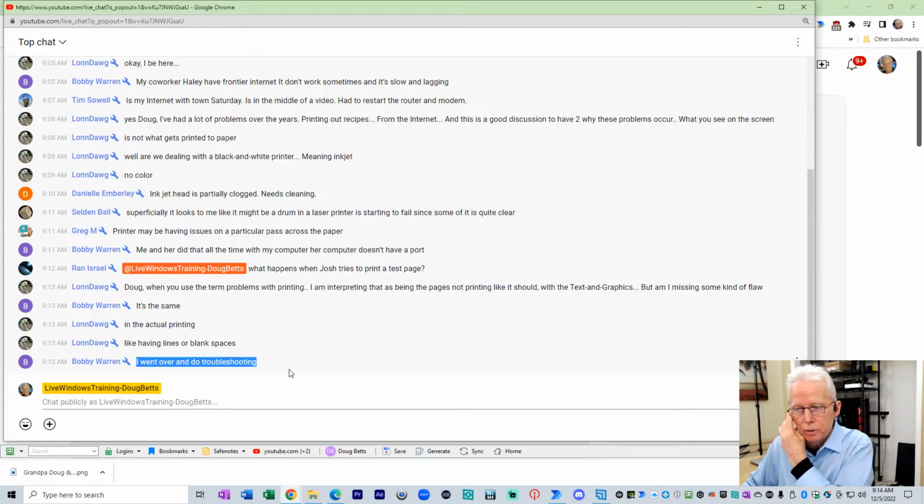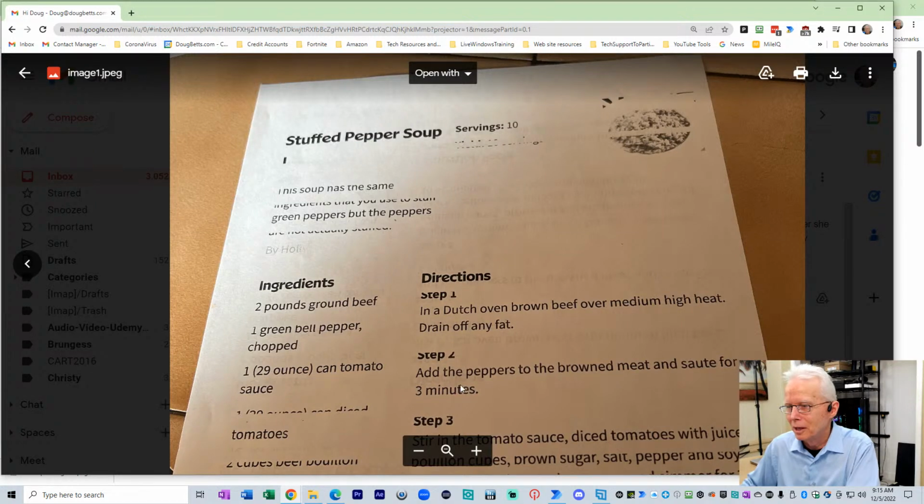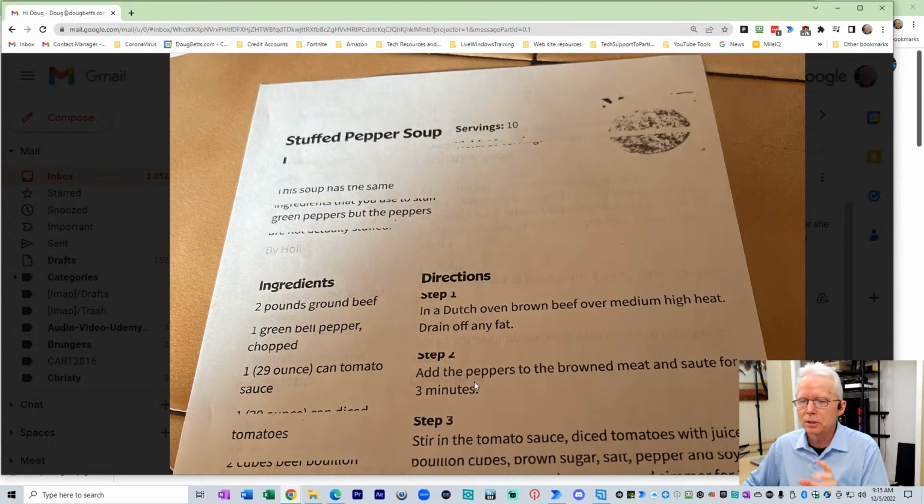I went over and did troubleshooting. I think that's Bobby saying he went over to his coworker's home to do troubleshooting on her internet problem. I'm kind of filling in some words in there. When you say you went over, I'm deducing that means you went to her home. So we're kind of dealing with two topics here concurrently. Now let me go back to this page and point out some things. What is wrong with this printout? Hang on.